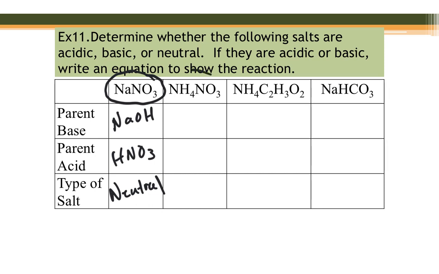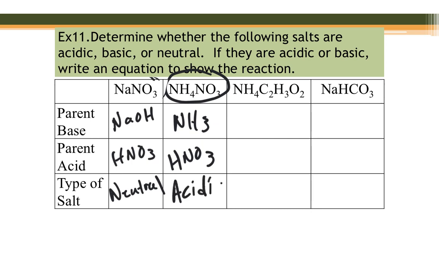So this one right here, the second one, is ammonium nitrate. The parents of ammonium nitrate are going to be ammonia, that's going to be the base, NH3, and the parent acid is going to be nitric acid. Now, nitric acid is strong, so it's going to win. So this is going to be an acidic salt.